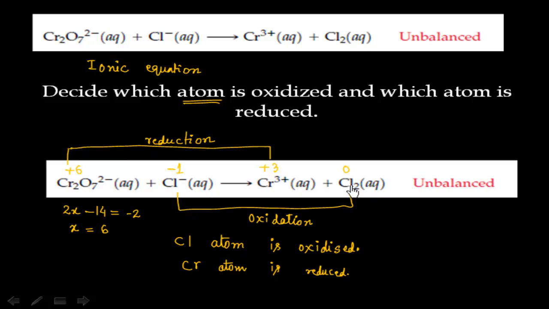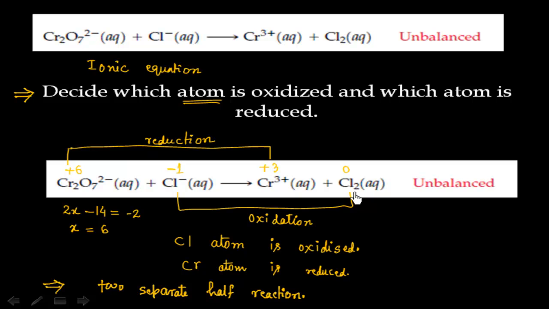So what is the first task? The first task is to decide which atom gets oxidized and which atom gets reduced. The second task will be to write two separate equations, a reduction equation and an oxidation equation. So we have to write two separate half reactions. In this case this is a reduction half and this is an oxidation half.